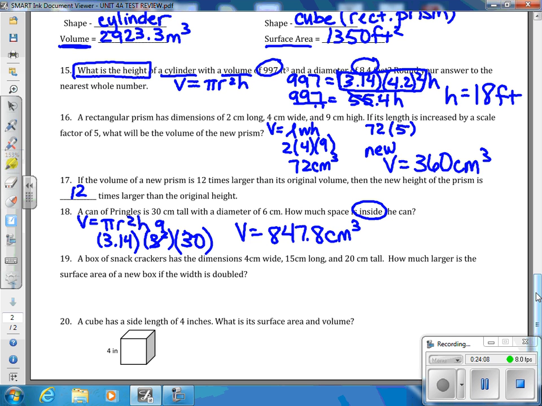All right, for number 19, you've got a box of snack crackers that has dimensions of 4 centimeters wide, so that's your width right there, that's your W, and 15 centimeters long, that's your L, and 20 centimeters tall, that's your height.